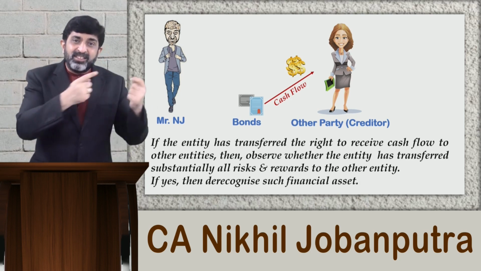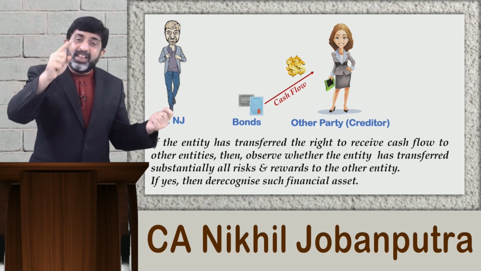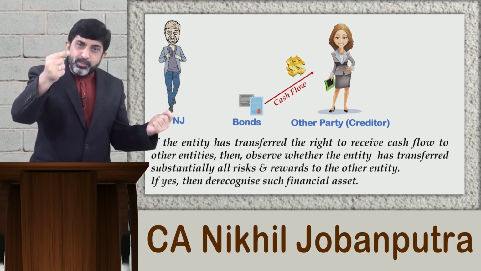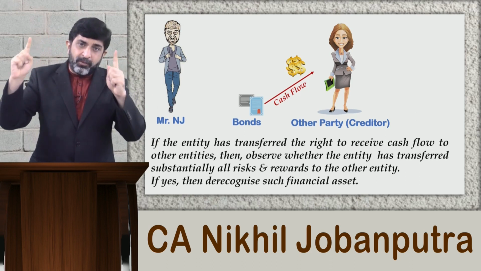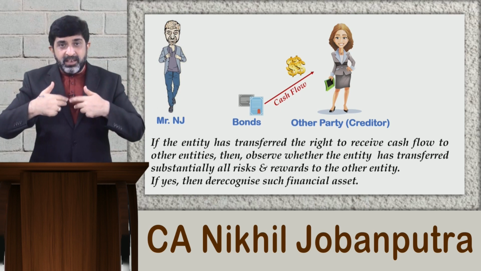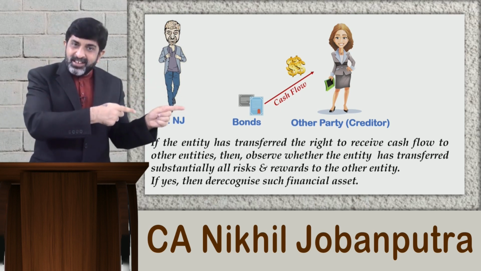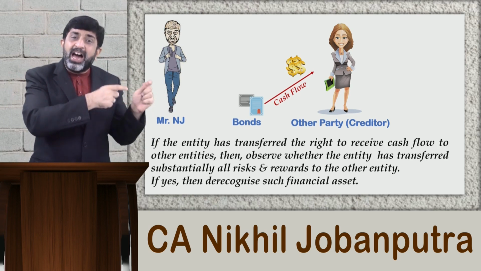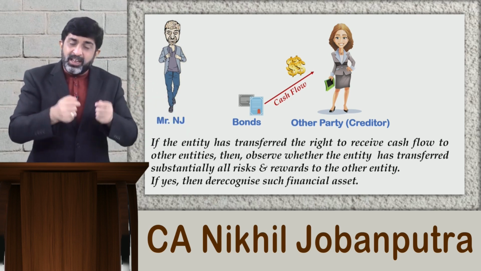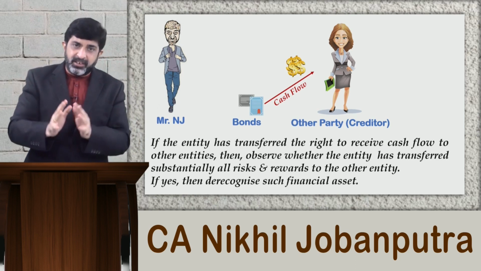That means the risk of that bond was not transferred to you, correct? That means you are continuing to be a creditor with the entire amount of 1 lakh. If any risk arises on that bond, that risk falls on me. In such case, I cannot derecognize that bond. I will continue to recognize that bond in my balance sheet, and simultaneously I'll recognize you as a creditor.